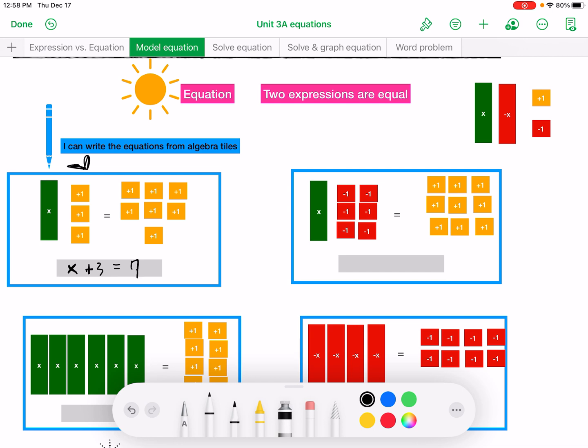Something plus 3 equals 7. You know that the value of x is 4 because 4 plus 3 is 7. But here we are building an equation from our models. And again, these are called algebra tiles. Again, I have 1x. It's positive because it's green. But my units are negative, so I'm going to be subtracting 6 units, is equal to 9 positive units.